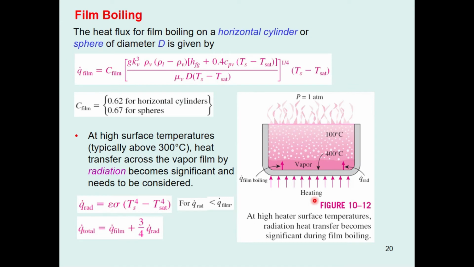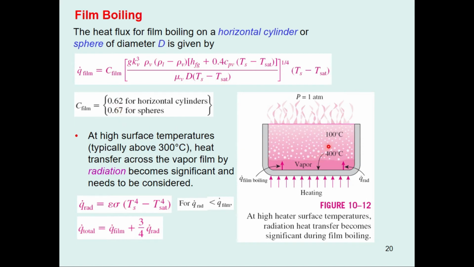So the next thing is what is known as film boiling, right? Film boiling occurs at the point after point D. So this is the expression for film boiling, and this expression was developed for the horizontal cylinder or for spheres. The parameters of these expressions are given. You have to put in the values and get the value of Q film, or the heat transfer for the film regime. This is a constant, and this constant is different for different geometries. For example, for the horizontal cylinder it is 0.62, and for the sphere it is 0.67.